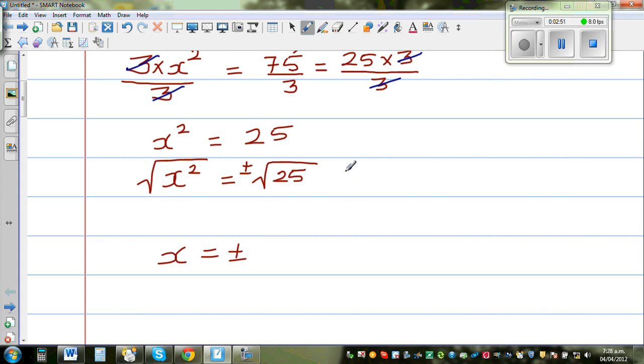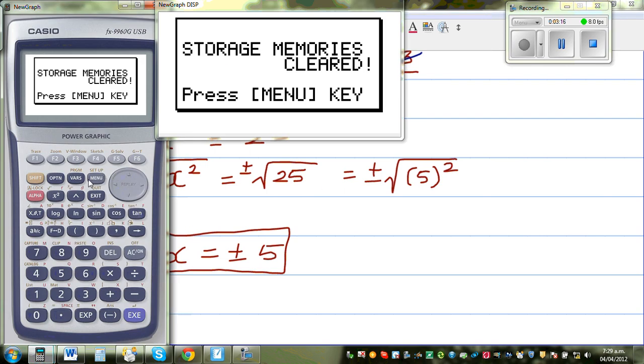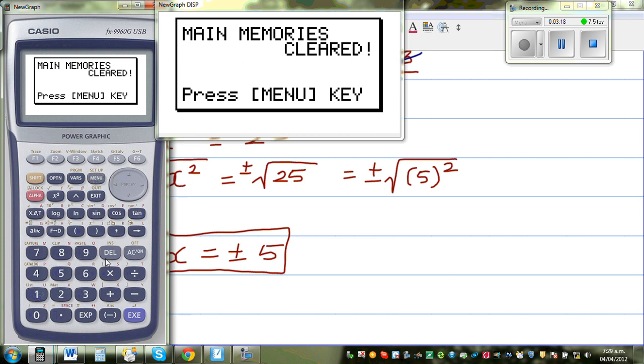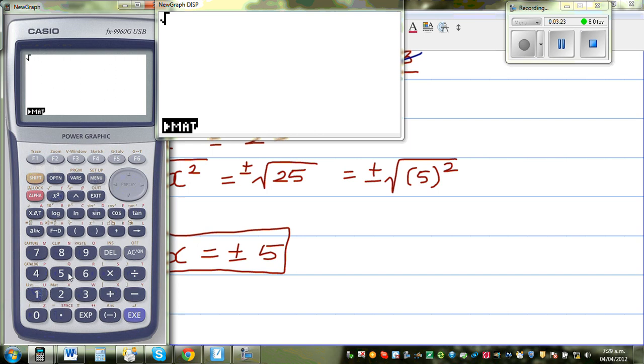This is plus or minus square root of 5 squared. 25, I hope you know, is 5 squared. Can you see the square and square root cancel each other out? So the answer is plus or minus 5. Now you may wonder, why should I write both on a calculator? If you do it on a calculator, the calculator gives you only one answer. Suppose you do menu run, and press square root of 25, it gives you only one answer.